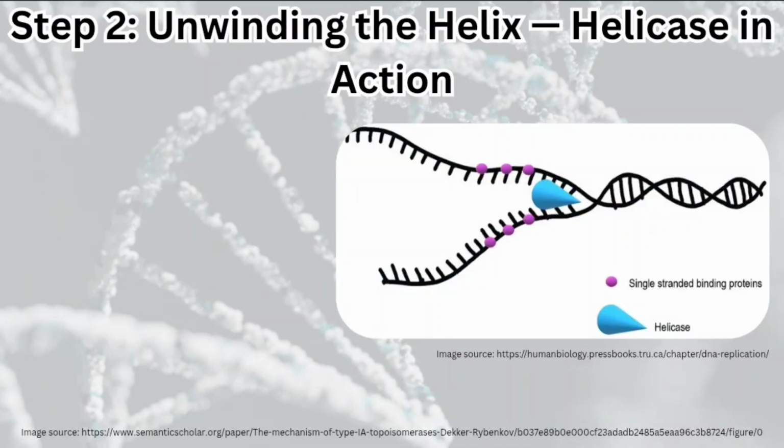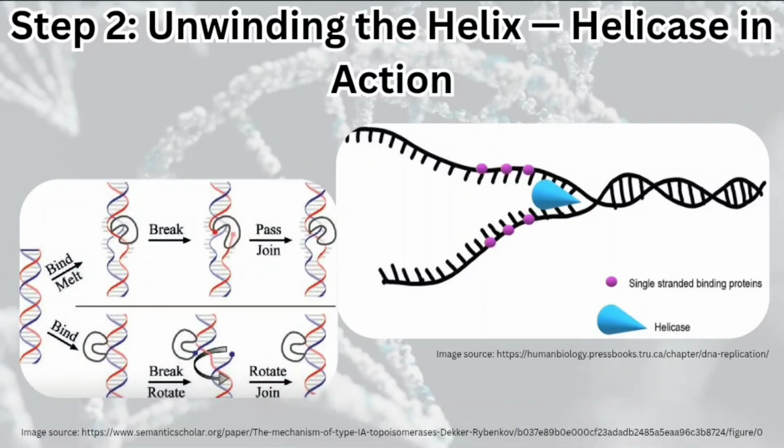Next comes the molecular motor, the helicase. This enzyme acts like a zipper slider, racing along the DNA and unwinding the 2 strands. It breaks the weak hydrogen bonds between bases, exposing single strands that can now be copied. But as helicase works, the DNA ahead of it twists tighter and tighter, creating tension, just like twisting a rubber band. To relieve this stress, another enzyme called topoisomerase makes temporary cuts in the DNA, untangles it, and then reseals it.